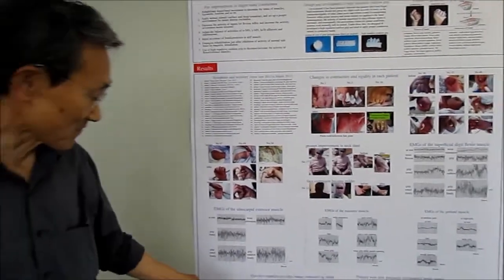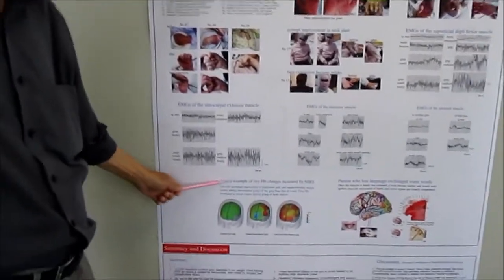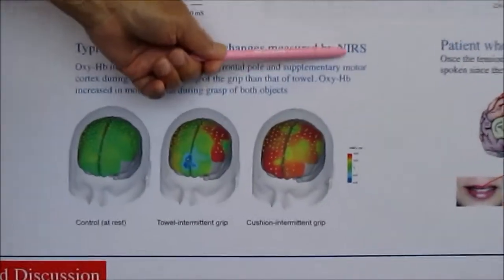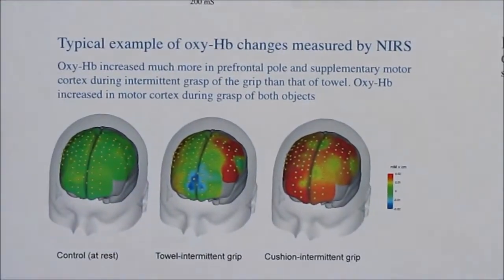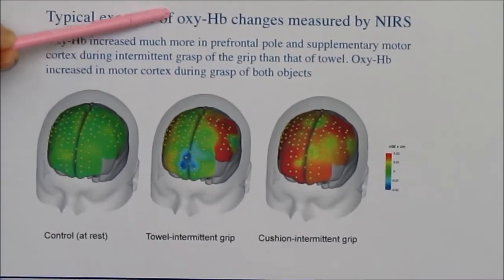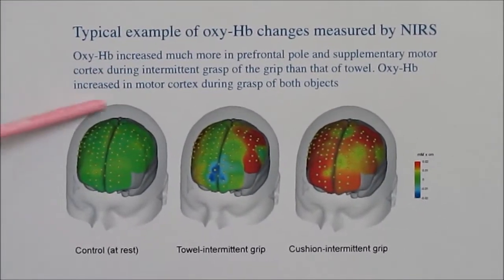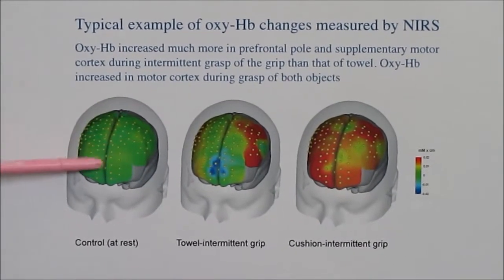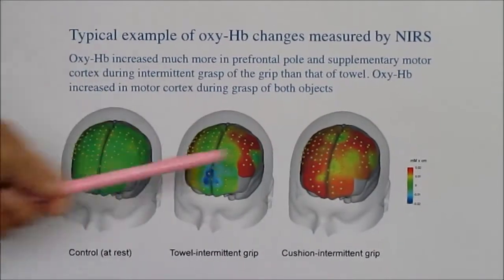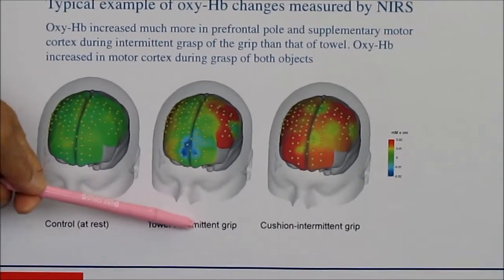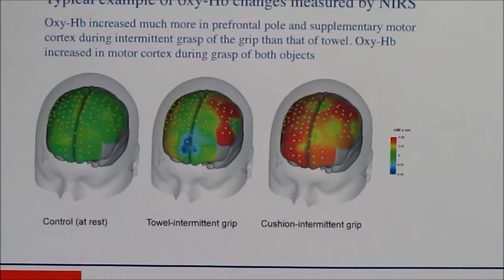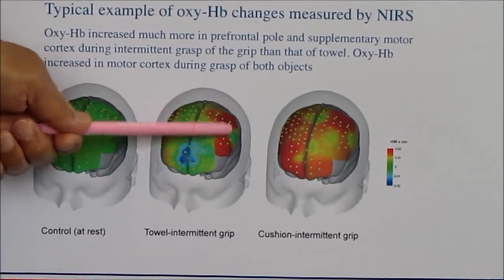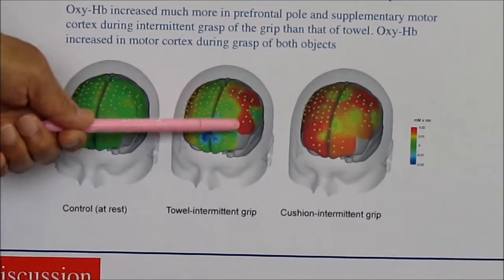So what happens in the brain? We monitored the oxyhemoglobin changes by near-infrared spectrometry. That means oxygenated hemoglobin changes. At rest, as you can see, blood flow of the frontal cortex is something like this. By grasping towels intermittently, the motor areas or premotor areas increase because this is due to the motor activities. But in the frontal cortex, there's no change.